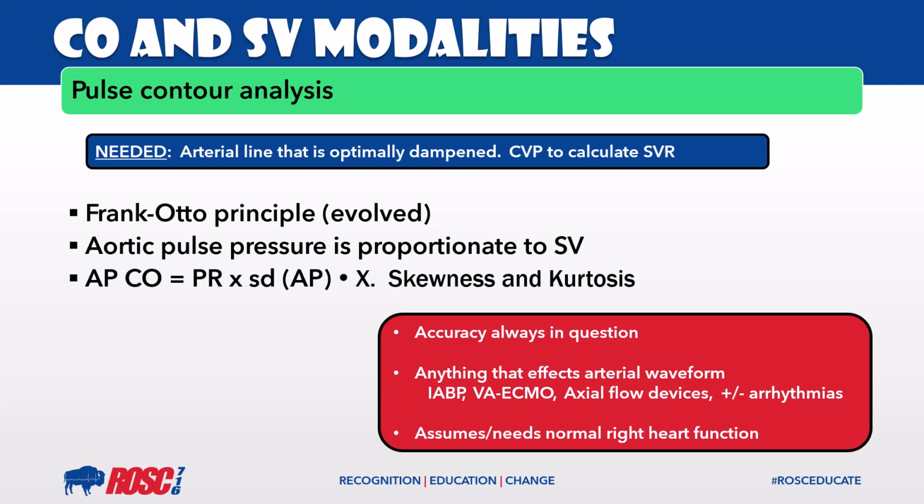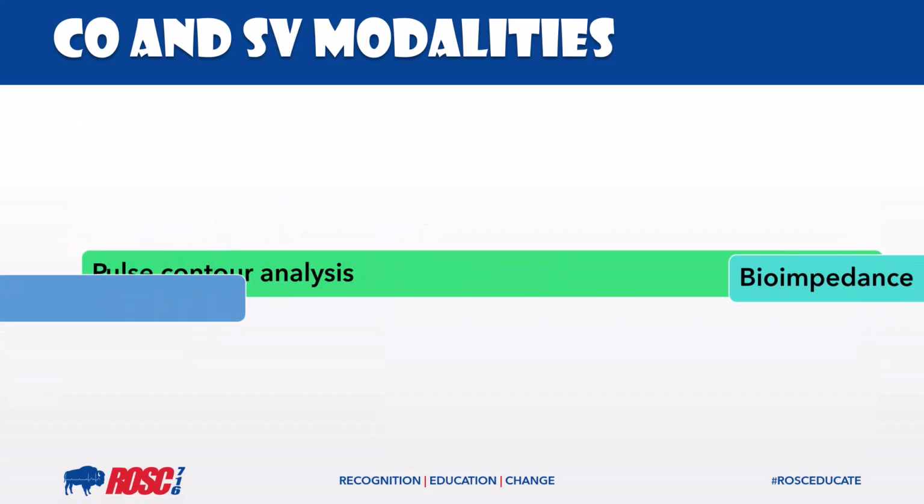And then remembering, because we're analyzing pulse contour, anything that affects the arterial waveform will affect your output, will affect your accuracy. So this could be a balloon pump, it could be VA ECMO, an axial flow device, or bad arrhythmias. The other thing that needs to be remembered is that this modality assumes a normally functioning right heart. If the patient's in bad right heart failure, this can affect the accuracy of this modality. I think the best practice of using this technology is to use pulse contour analysis, but also to use your bedside echo to understand the condition and performance of the heart prior to initiating pulse contour analysis.